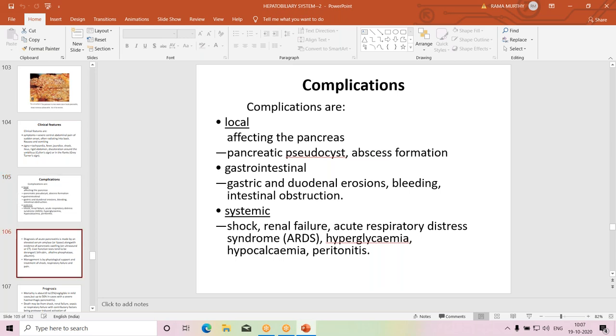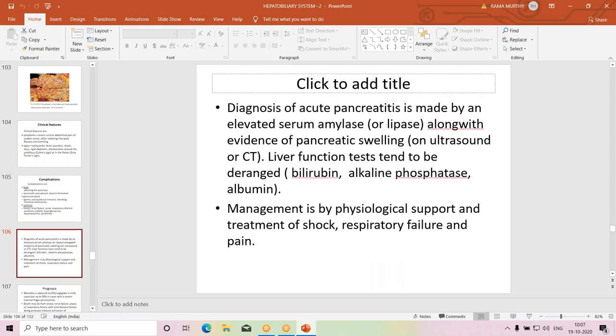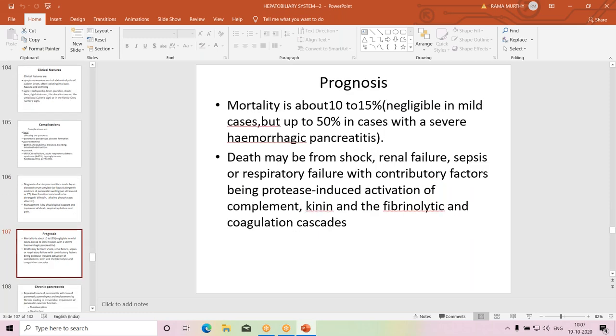Fatality rate is high. Mortality is 10 to 15%. Of course, it is negligible in mild cases, but up to 15% with severe hemorrhagic pancreatitis. Death may be due to shock, renal failure, sepsis, secondary sepsis, or respiratory failure because of development of acute respiratory distress syndrome.